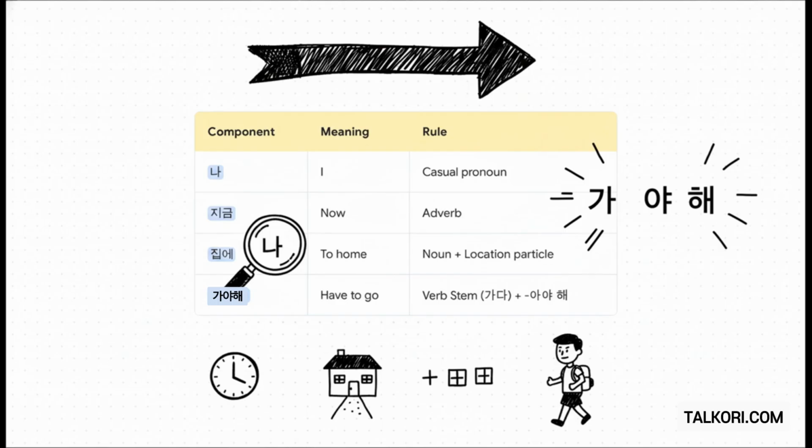You just lay out the pieces. Who, 나, when, 지금, where, 집에. And then, bam, the important part comes at the very end. You take your verb, in this case, to go, which is 가다. You grab the stem, ga, and you snap on our pattern to get 가야 해. It's a super reliable formula.